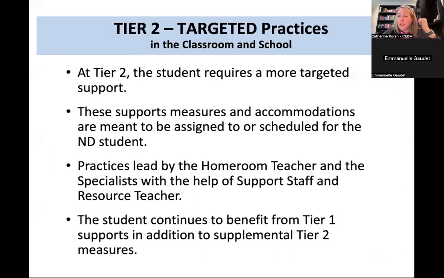In terms of tier 2, now we're looking at some of the same tier 1 strategies, but we want to make them more systematic, more intentional.